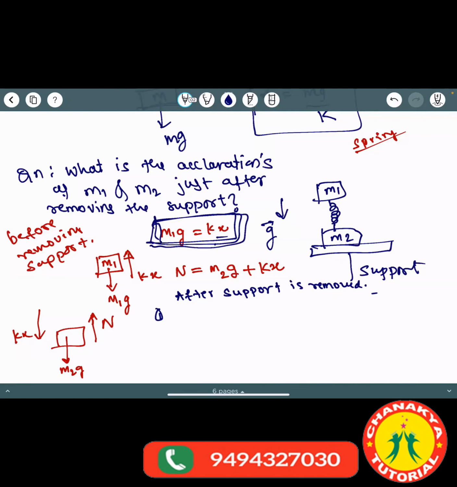That means there will be nothing change for M1 if you remove this support. So just after you remove the support, acceleration of M1 will be 0. For that moment only. After that it will start falling down with G. So what about M2? What do you think? What will be its acceleration? What is the force acting on M2 once the normal becomes 0?